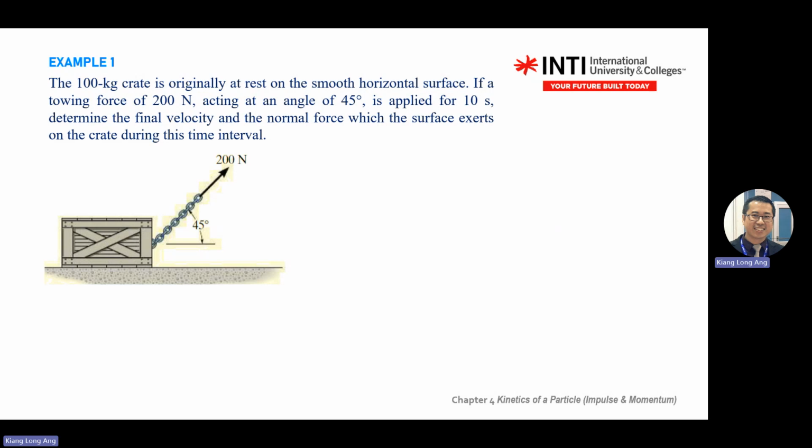A 100-kilogram crate is originally at rest on a smooth horizontal surface. You see, the word smooth means friction equals 0. If a towing force with a magnitude of 200 Newton acts at an angle of 45 degrees, applied for 10 seconds. How do you know that this is chapter 4, principle of linear impulse and momentum? You will be given time. You will see time in the question. Determine the final velocity and the normal force which the surface exerts on the crate during the time interval.